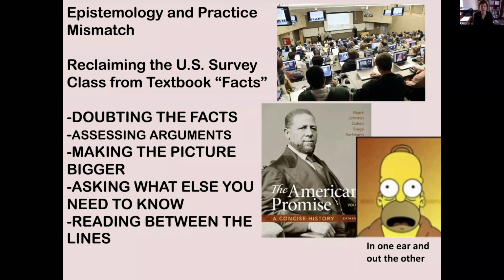Maybe we bet on the wrong pedagogy, or it was easier or less expensive with the lecture and the textbook. But if you think about it, the lecture and the textbook are truly the antithesis of what historians actually do. This is what they do: we doubt the facts. We assess arguments. We try to make the picture bigger for people. We continuously ask, what else do you need to know to understand the situation? And we teach people to read between the lines. So I think that's the list of things that we should be thinking about.